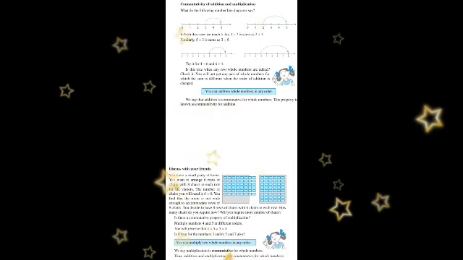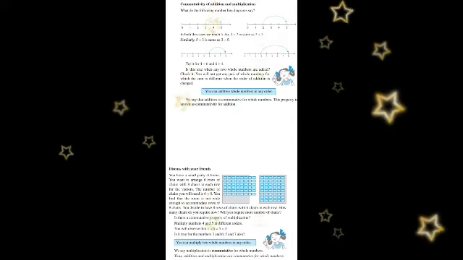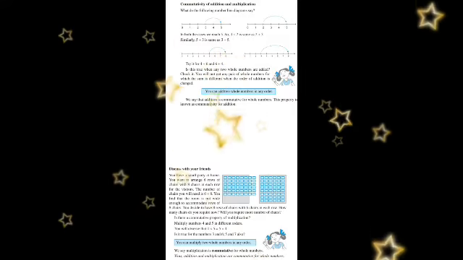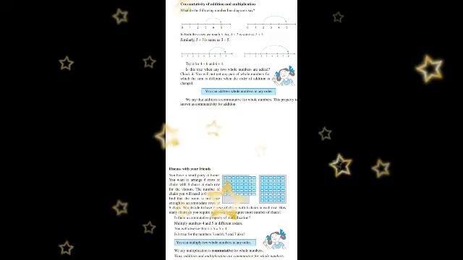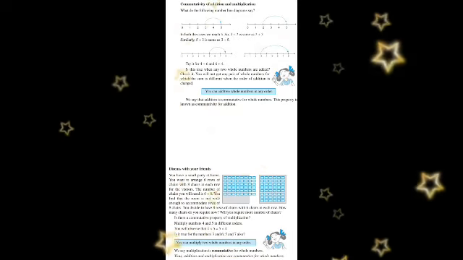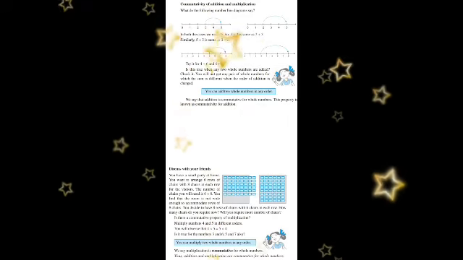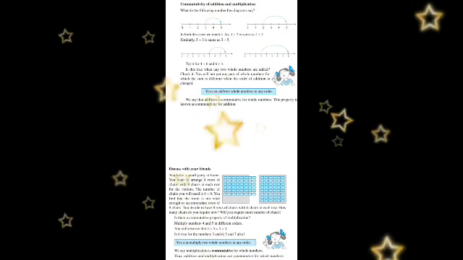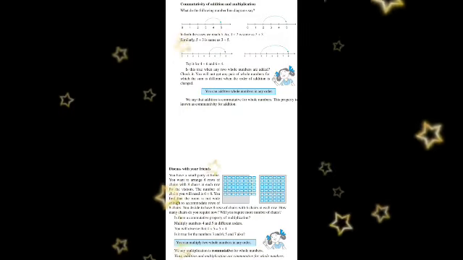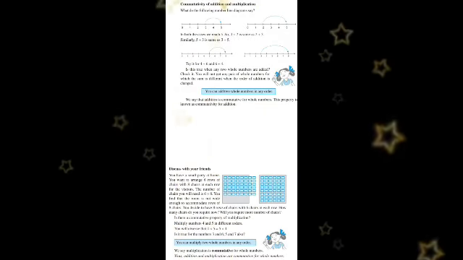The other one, commutativity of multiplication. Multiply numbers 4 and 5 in different order. You will observe that 4 into 5 is equal to 5 into 4, and we get 20 only. You can multiply two whole numbers in any order. We get the commutativity of multiplication. Thus, addition and multiplication are commutative for whole numbers.